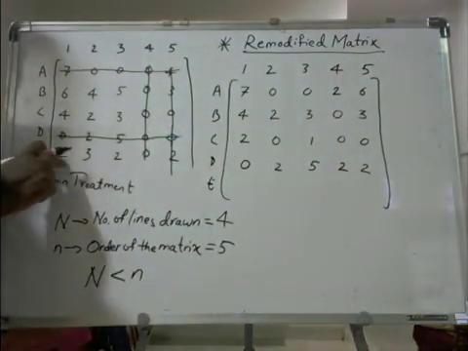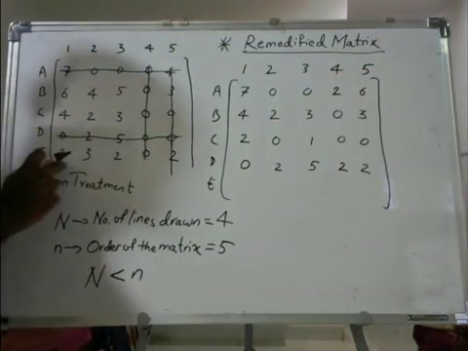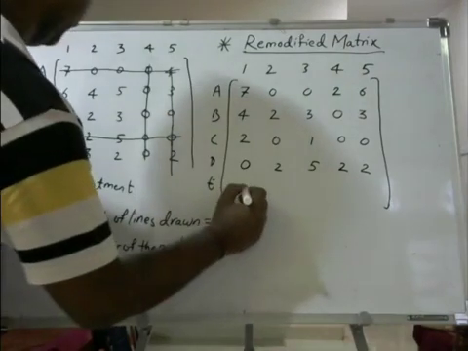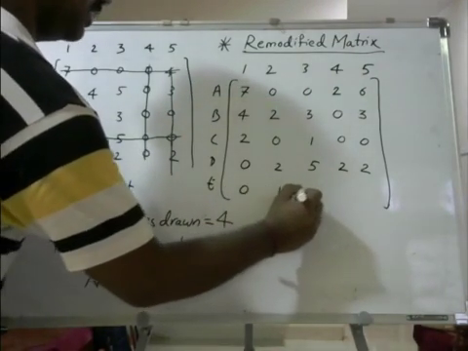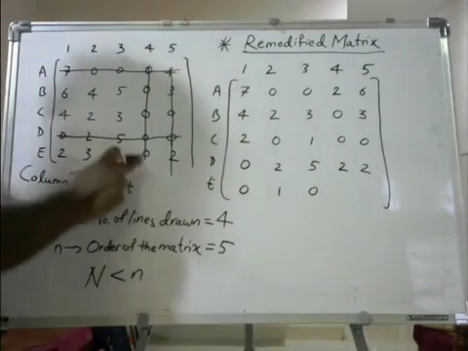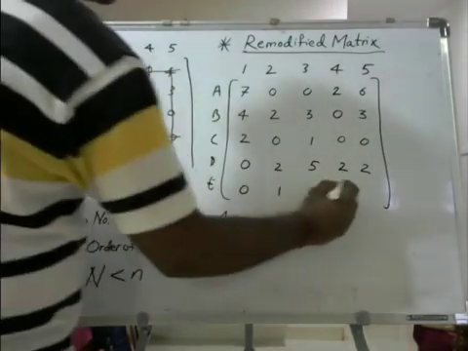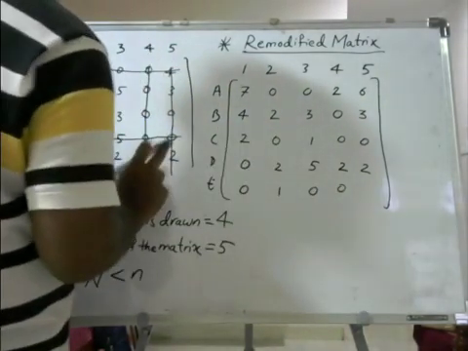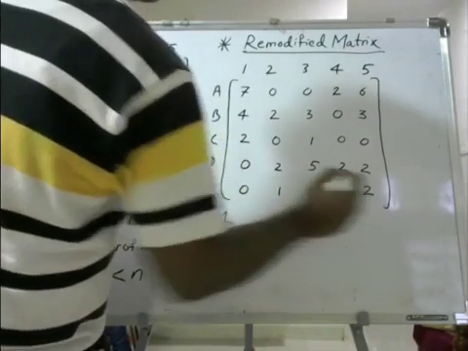Now here you have to subtract, because these are uncovered elements. So 2 minus 2 is 0. 3 minus 2 is 1. 2 minus 2 is 0. This is a normal line element, so it is 0. Here also it is 2.